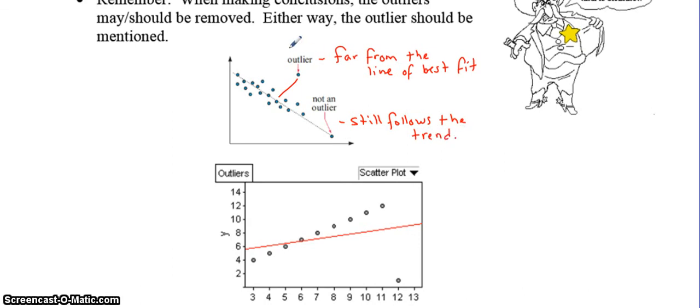So be careful when discussing what an outlier is. An outlier has to be far from the line of best fit. If it still follows the trend, or if it's still close to the trend line, even if it's farther away from the other points, it's not considered an outlier.